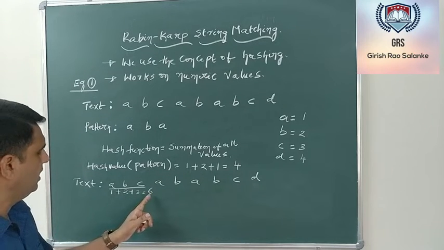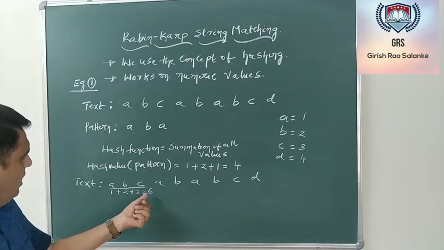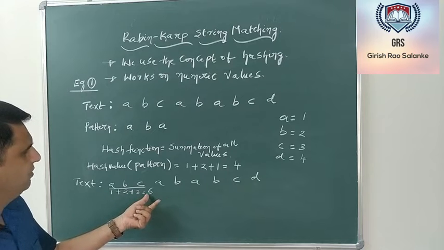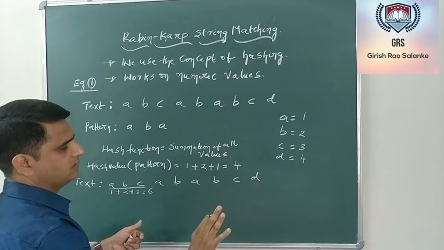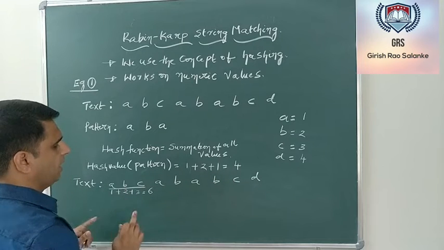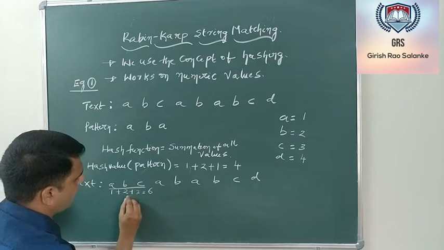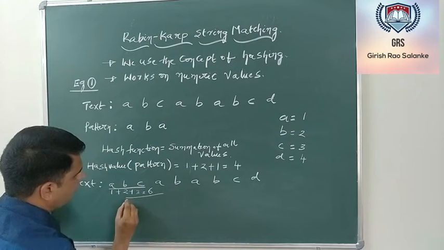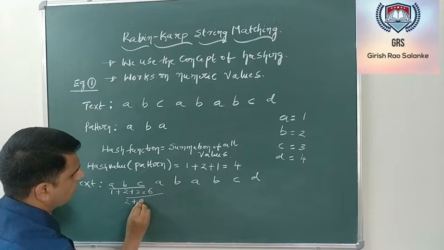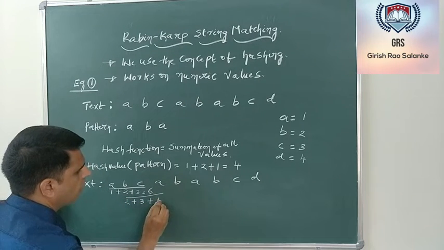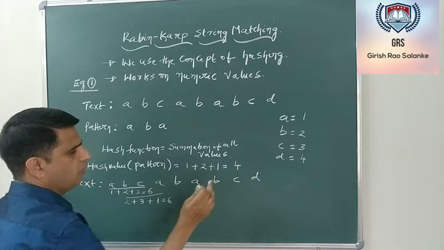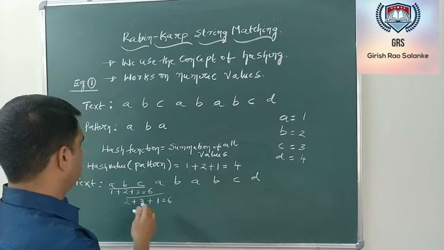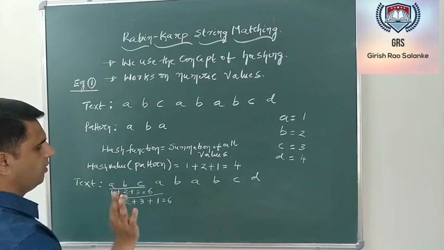Now I will compare the hash value of the 3 characters of my text with the hash value of the pattern. Whether this matches or does not match: it does not match, so this is not my pattern. Now I will take the next 3 characters. B is 2, C is 3, A is 1 once again, so it is 6 once again. 6 compared with 4, it does not match. So BCA is not my pattern.